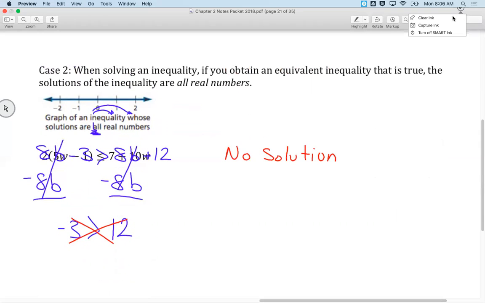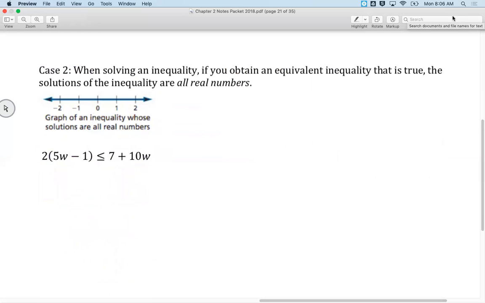So the first one was no solution. So obviously, Matt, the next one is infinite solution. You okay with that, Matt? So what does that look like? Well, with no solution, I couldn't do anything with the graph. I couldn't shade anything in. With infinite solution, we're going to shade in the whole graph. But here's what it looks like mathematically. Just like Harshan told me, I distribute that too. So I have 10w minus 2 is less than or equal to 7 plus 10w.